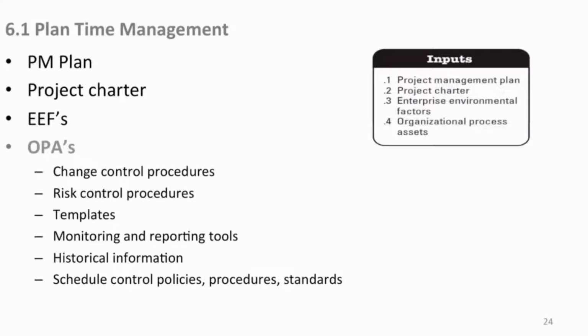Process assets: the usual change control procedures, risk control procedures, templates for things to help you do time management. Monitoring and reporting tools to monitor and report against time. Historical information, of course, and schedule control policies, standards and procedures. I went through those kind of quick, and I may do this kind of quick later on too if they're repetitive, but just to reinforce it, these things are still there, they're still available, and you should always use them if they are available to you. So those are the inputs. We're going to talk about tools and techniques when we come back.